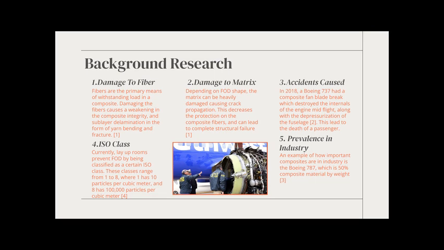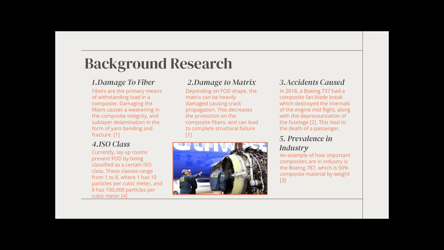Damaging the fibers causes a weakening in the composite's integrity and sublayer delamination in the form of yarn bending and fracture. As for the matrix, depending on FOD shape, the matrix can be heavily damaged, causing crack propagation. This decreases the protection on the composite fibers and can lead to complete structural failure. Failures like this cause accidents such as the 2018 crash of a Boeing 737. This had a composite fan blade break and destroyed the internals of the engine mid-flight along with the depressurization of the fuselage. This led to the death of a passenger.